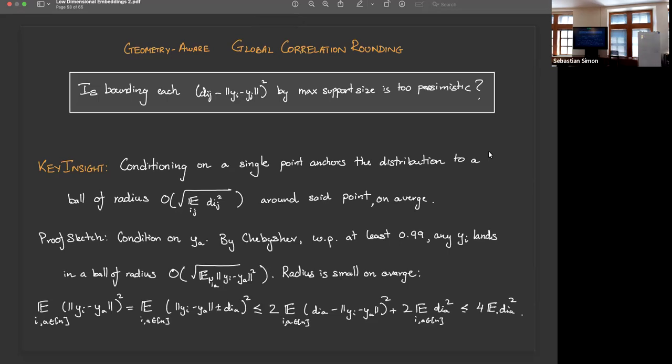Let me give you a proof sketch. It's not that hard to show this sort of statement, that conditioning on one point anchors the solution space. Let's say I condition on point 58. Then I just apply Sherali-Adams and show that with probability at least 0.99, any other embedding point actually lies in the ball of this radius around the point.